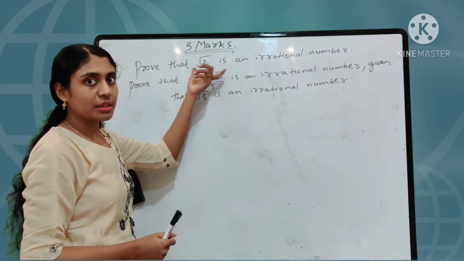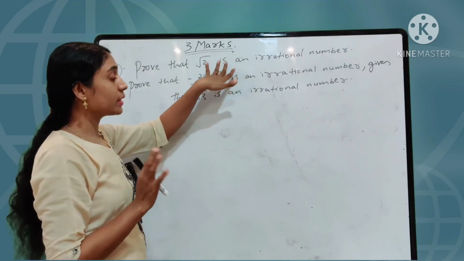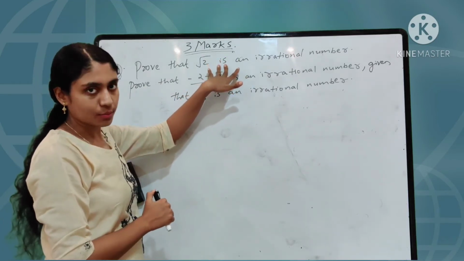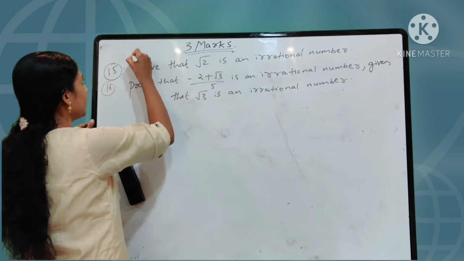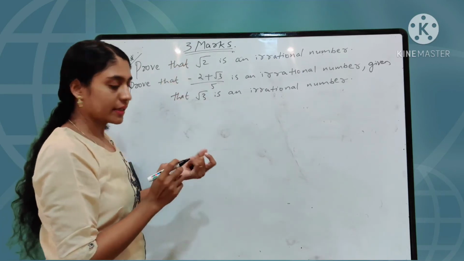That is the theorem itself in our textbook. So we have done the solution of this. Go through that. This is Theorem 1.4 in our textbook. So study that. This is very, very important. Prove that root 2 is an irrational number. It is repeatedly asked in the exam.